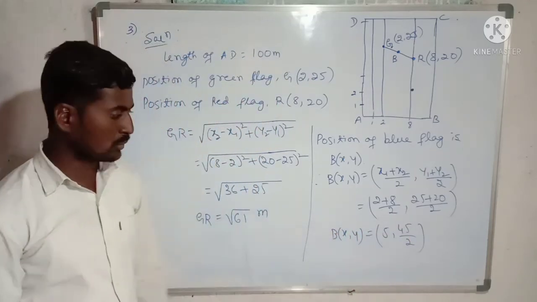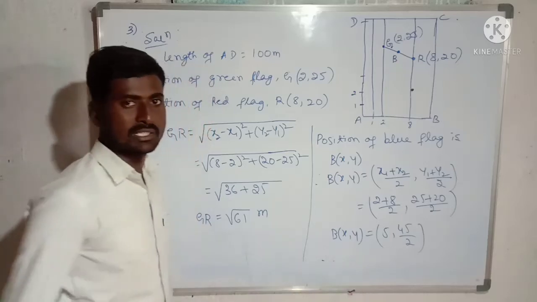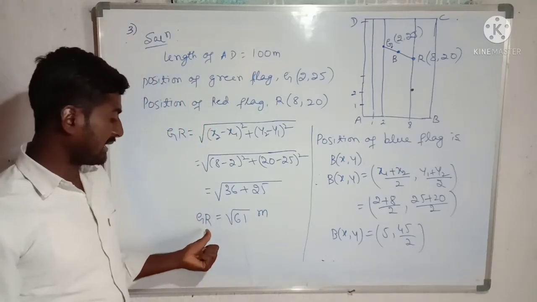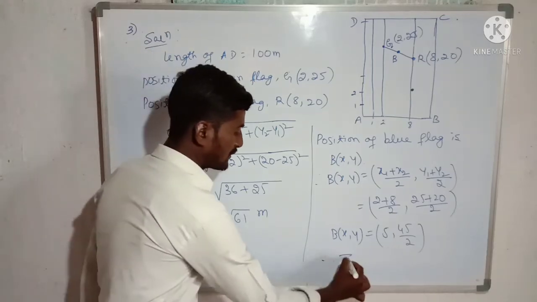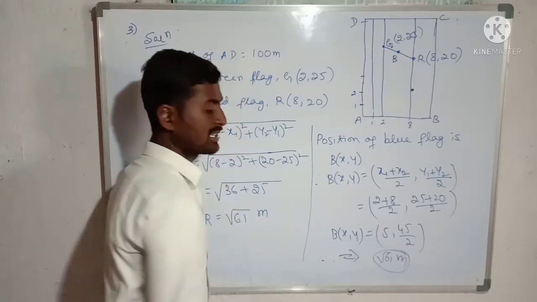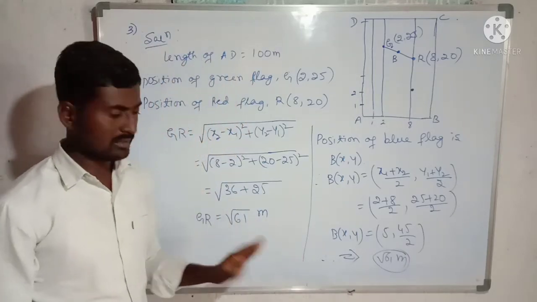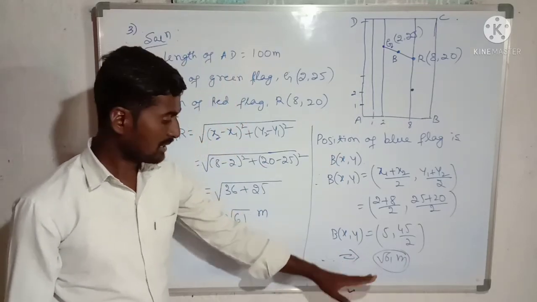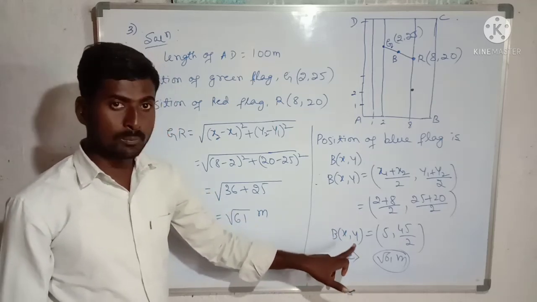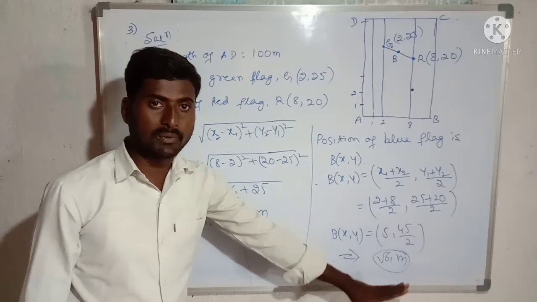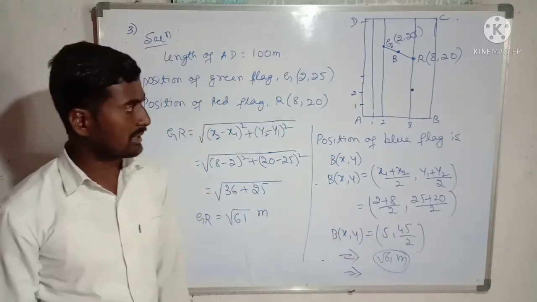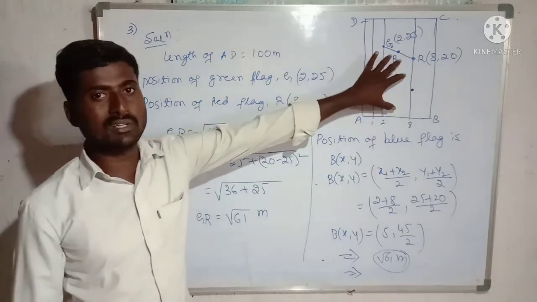Now you write the conclusion. Therefore, what is the conclusion? The distance between green flag and red flag is square root of 61 meter. And next, position of blue flag is 5 comma 45 by 2. At the end you write the conclusion. But here no need to draw this diagram.